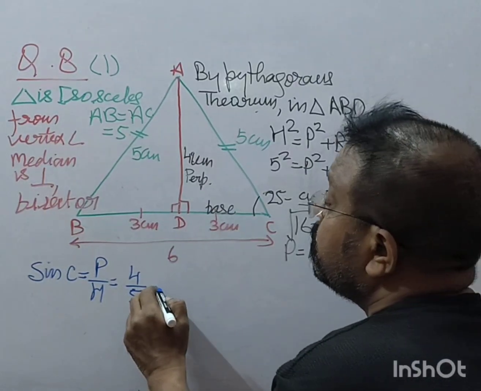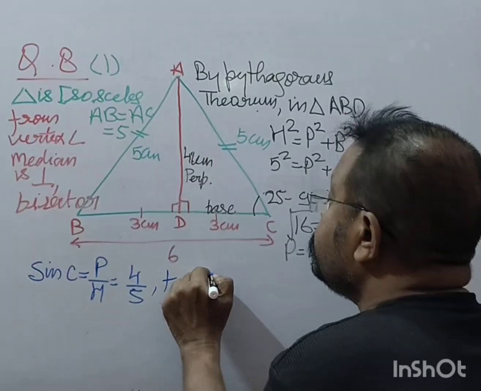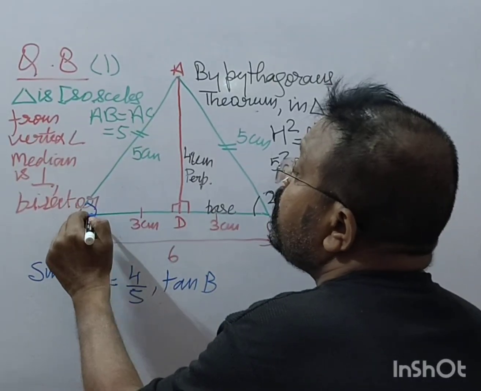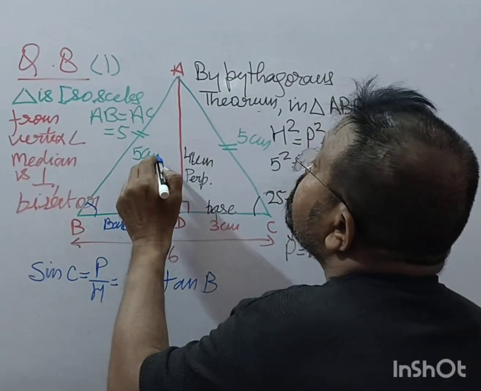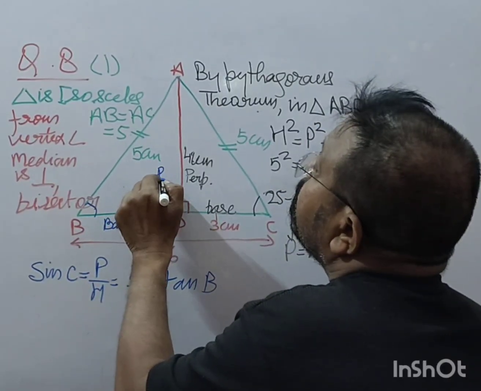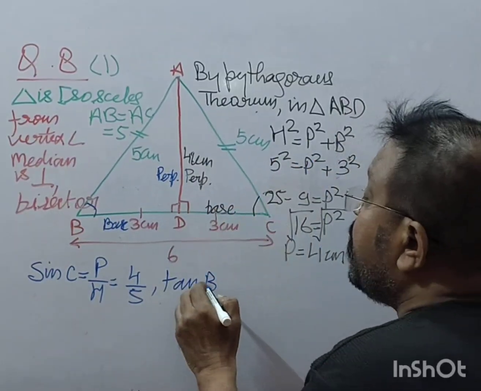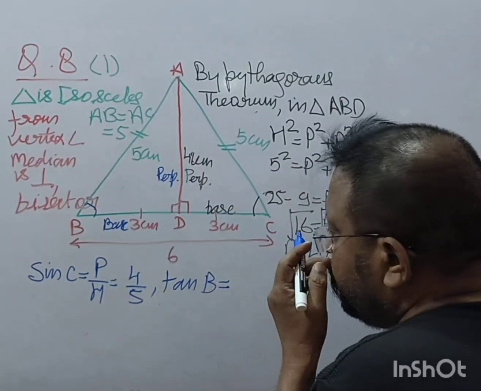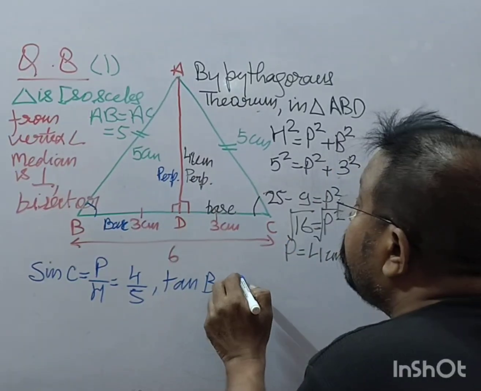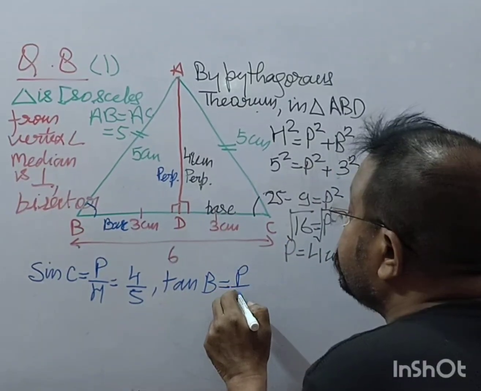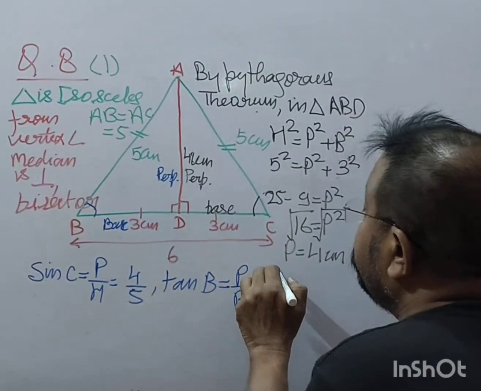What next? Tan B. When you take tan B, this is B. So this is the base again, and this is again the perpendicular. So tan B means perpendicular upon base. So it is 4 by 3.